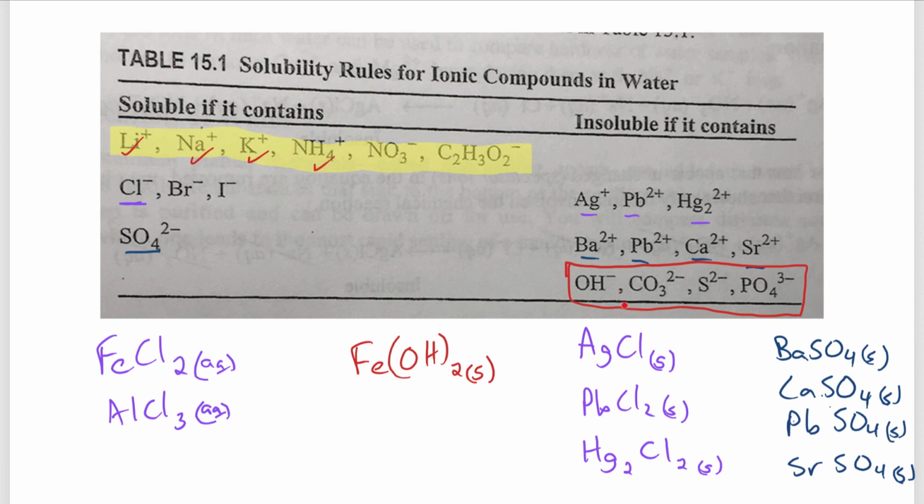This is one of the reasons why this chart is better than the one in the textbook. The one in the textbook I think is missing carbonate and I think sulfide as well, which is puzzling to me. Anyway, there's a quick overview of the solubility table from the lab manual.